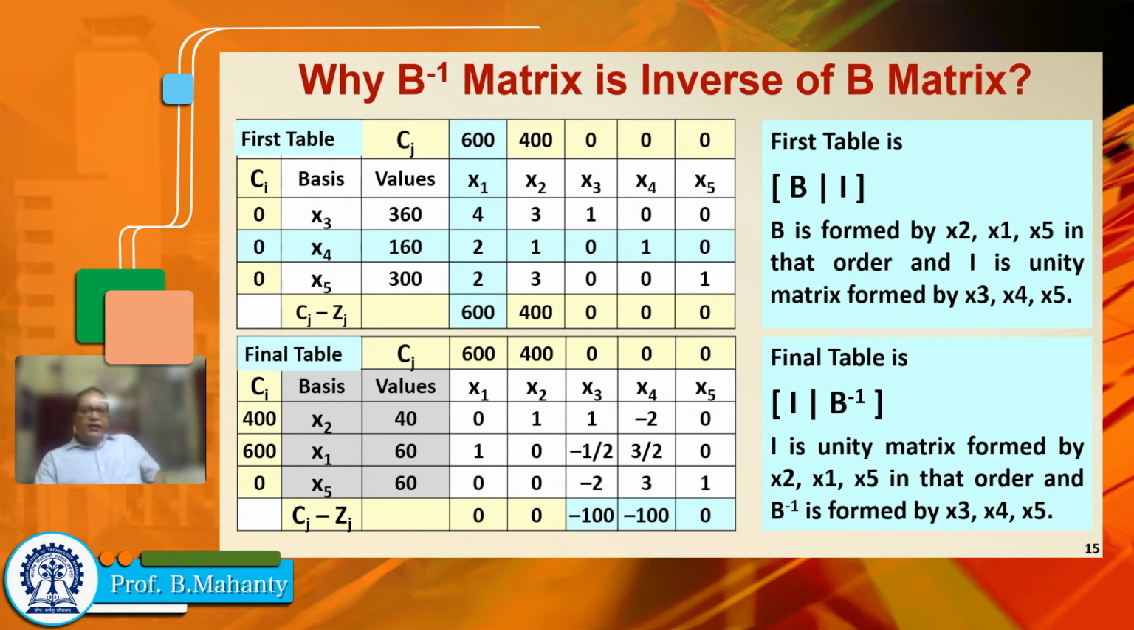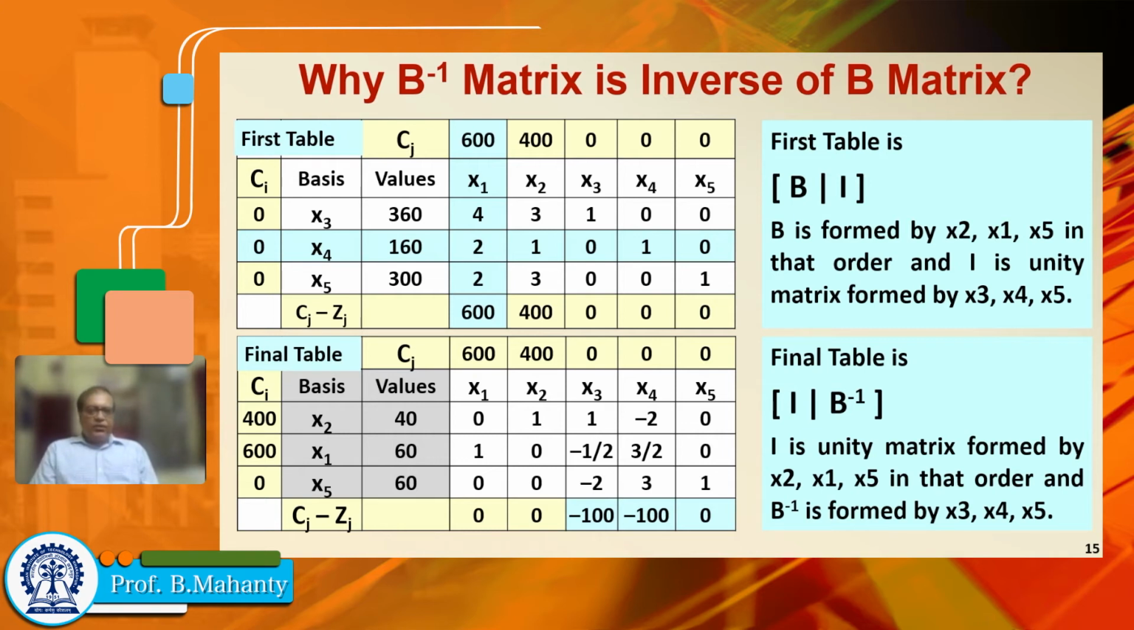So exactly, the first table is B concatenate I. B is formed by x2, x1, and x5 in that order, and I is the unity matrix formed by x3, x4, and x5. And the final table is I concatenate B inverse. I is the unity matrix formed by x2, x1, and x5 in that order, and B inverse is formed by x3, x4, and x5.